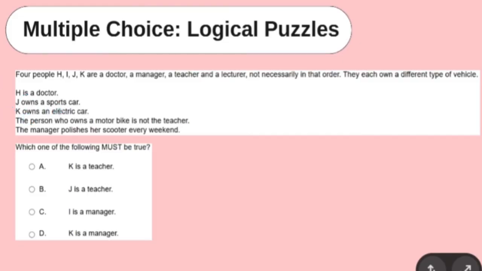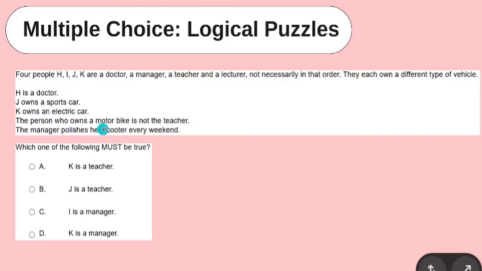I'll be making a grid because there are two types of information here. One is job titles, so I'm just gonna title it job, and the other one I'm gonna title car, even if it's not necessarily a car, because there is the option of a motorbike here. But that's just what I'm gonna name it quickly. So H is a doctor. We don't know what car they have yet, but J owns a sports car, so I'm gonna put S, and K owns an electric car, so I'm gonna put E for him or her, whoever it is.